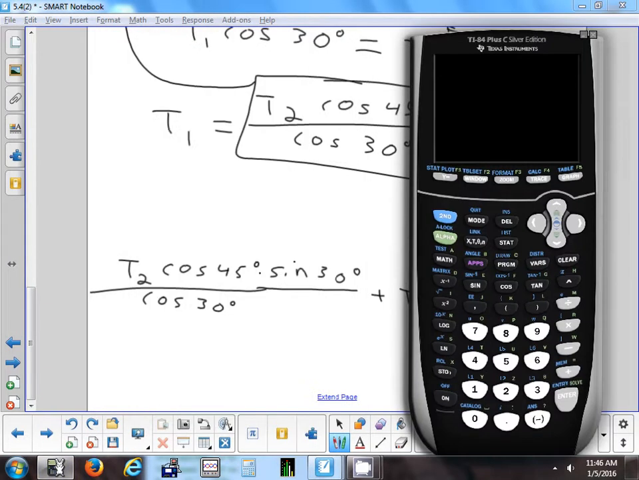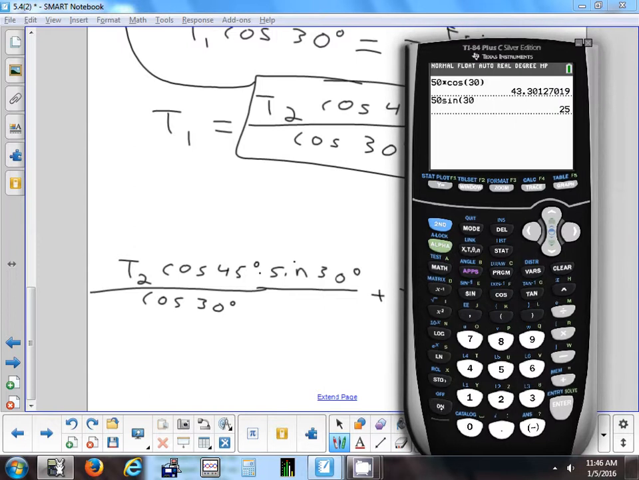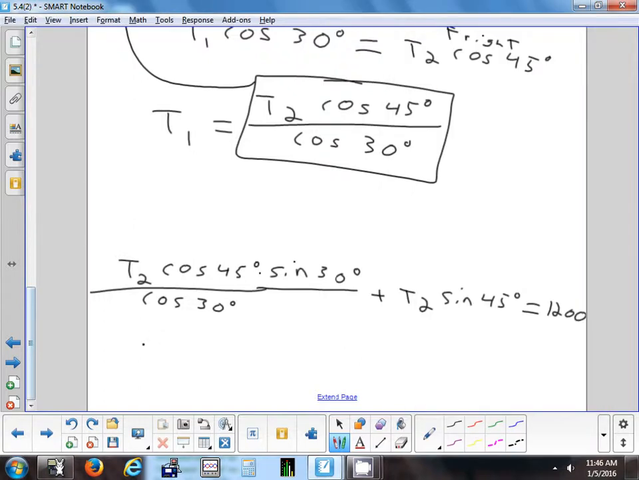Okay, so we got cosine 45. Make sure you're still in degrees if you changed back to radians. Times sine of 30 divided by cosine 30. Okay, so we get 0.408 T2. Okay, sine of 45, that one I just know it's 0.707. If you want to type it in, go ahead.